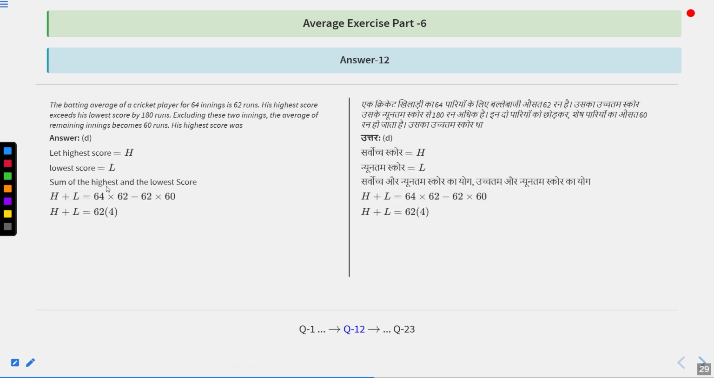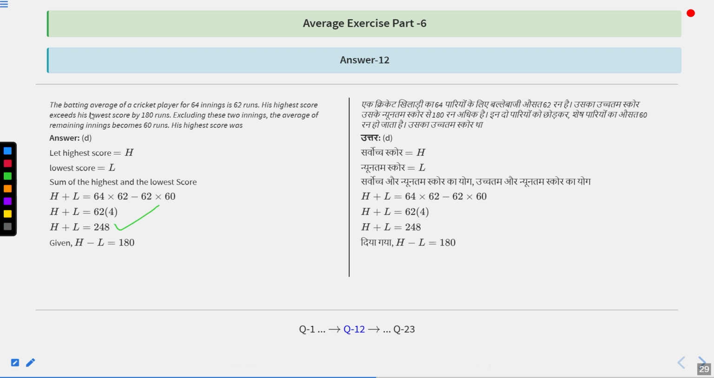Now the sum of the highest and lowest score will become the total runs: 64 innings into 62 runs per inning, minus the other 62 matches. So we get the value of H plus L, which is 248 runs.